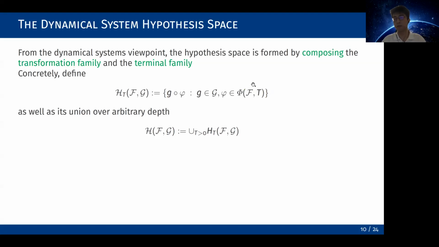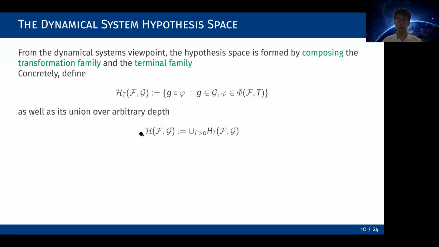Okay, so this is the family generated by the flow. And often when we talk about density problems or approximation problems, we can allow for arbitrary depth of the system. So we can take a union over all possible finite t, and consider this entire hypothesis space made from these flow maps. Okay, so this H depends on both my control family F, how much freedom I have in my dynamics, and my terminal family G, which is typically simple.